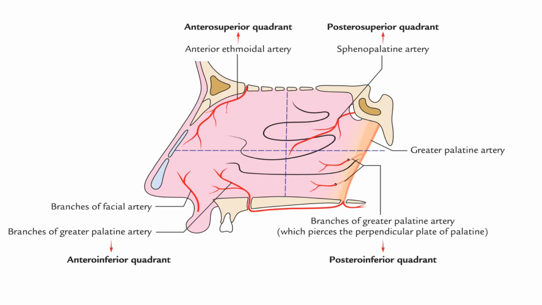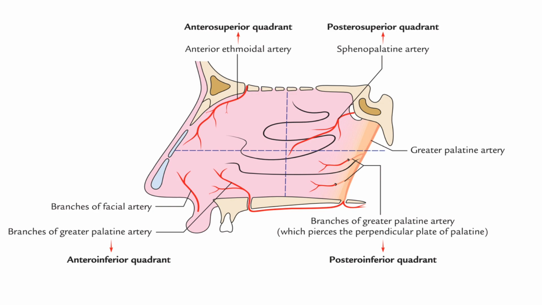Okay, so now you can see here the superior quadrant. This is actually supplied by the sphenopalatine artery, and then we have here the anterior ethmoidal artery, and in the inferior aspect you can see we have the branches of the greater palatine artery and the branches of the facial artery that supply this area. So that is very similar to the medial wall. Now all these arteries supply the lateral wall of the nose.